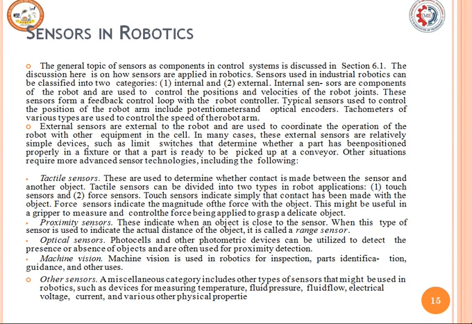If it is an external sensor, it is used to coordinate the operation of the robot with other equipment in the cell. These external sensors are relatively simple devices such as limit switches that determine whether a part has been positioned properly in a fixture or that a part is ready to pick up at a conveyor.